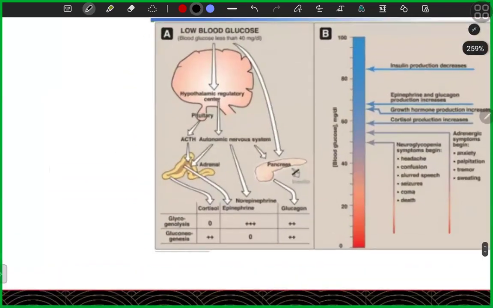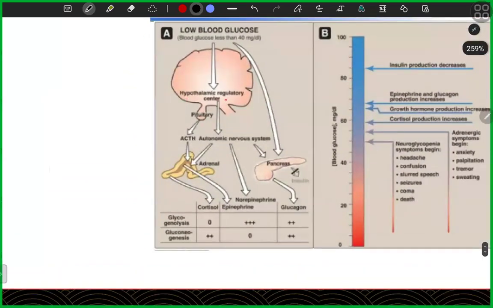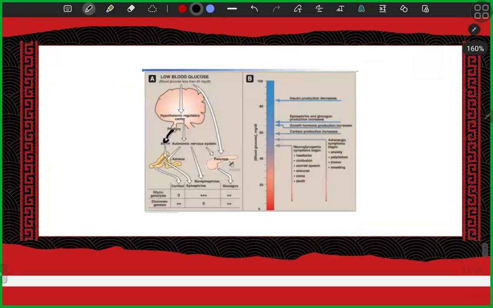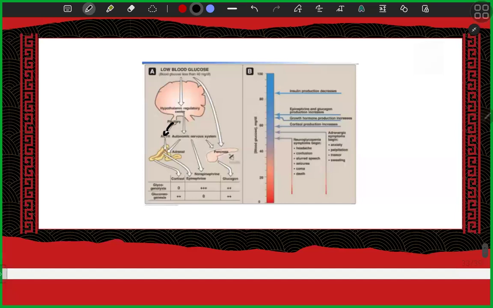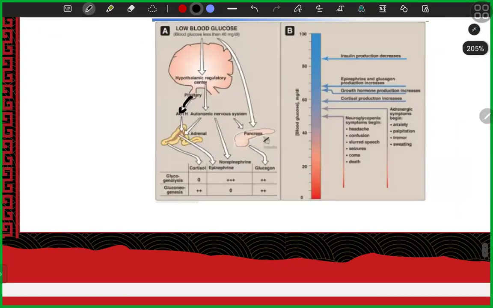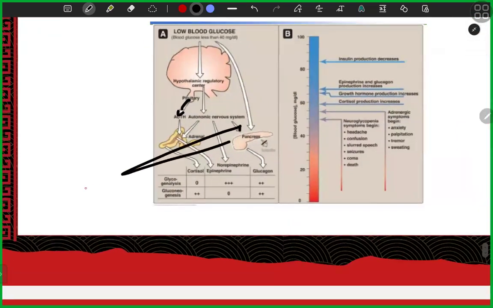Right, this is basically showing you the hypothalamic regulatory center, pituitary, ACTH, adrenal gland. The ACTH acts on the adrenal gland, which releases epinephrine, cortisol, and whatnot. And all of that basically just increases your glucose again. These are two overlapping mechanisms.